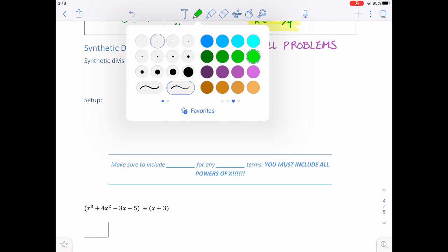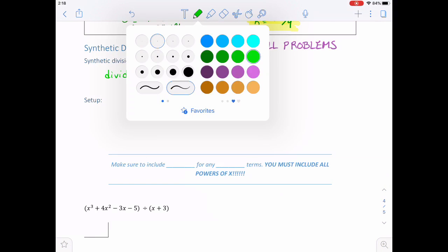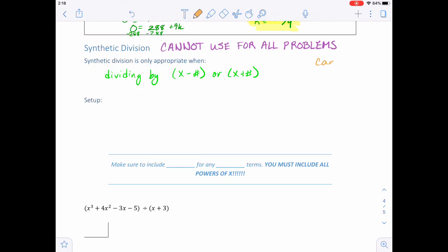We can only use synthetic division when we are dividing by x minus a number or x plus a number, right? So we cannot use it when we're dividing by something like number x plus number. That would not be okay. Also, if we have x squared plus number, not okay. If we have a trinomial, any of those things are not going to work. It has to be like our simplest linear binomial, okay?